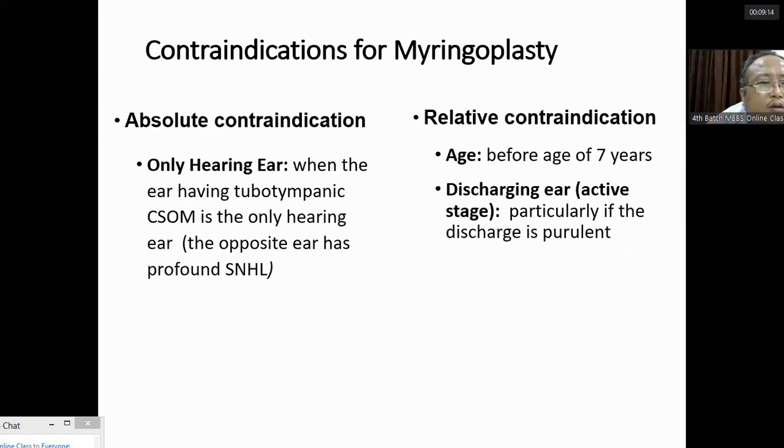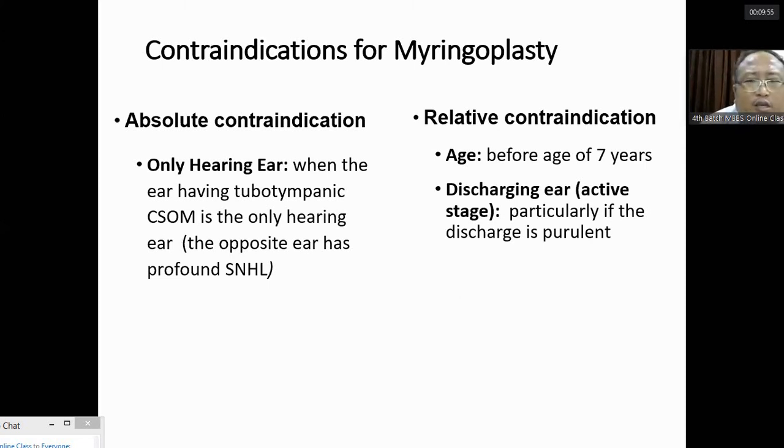So, we need the aims and objectives, indications, and there are some contraindications for the myringoplasty. Not all the cases are taken for the surgery. For your knowledge, you can subdivide into absolute contraindications or relative contraindications, but I think it will be better to say just indications and contraindications only.